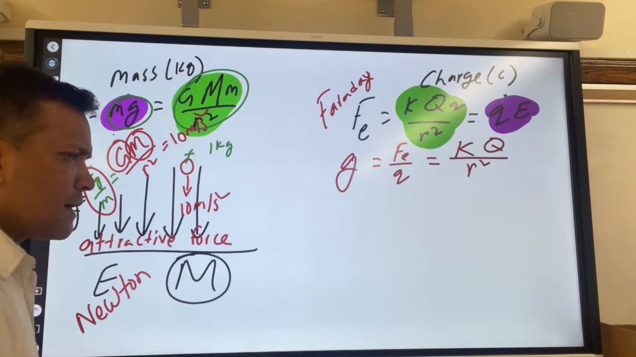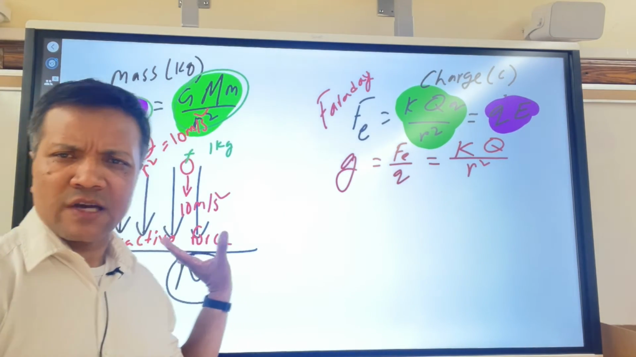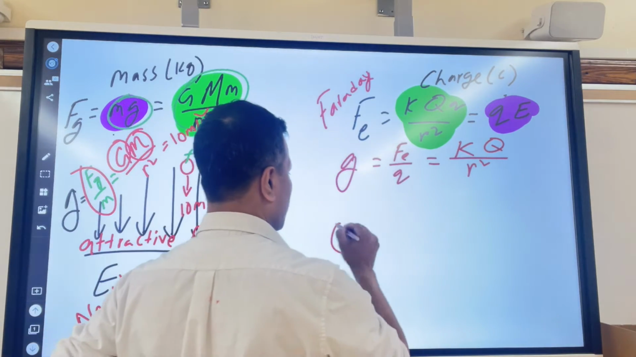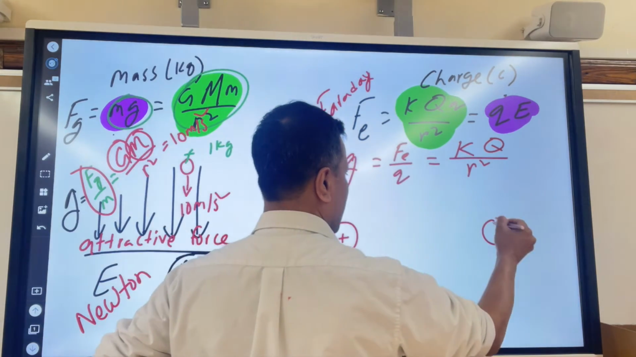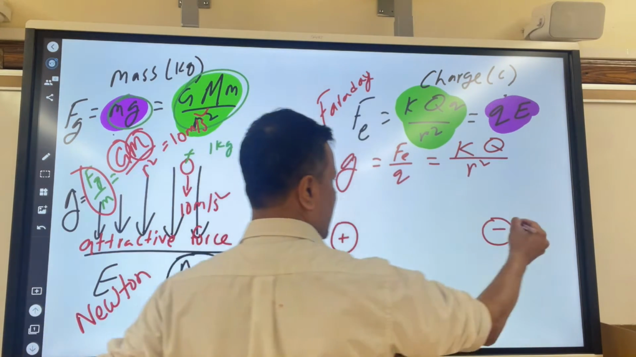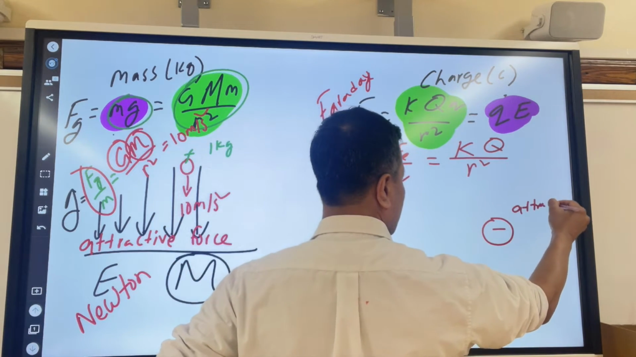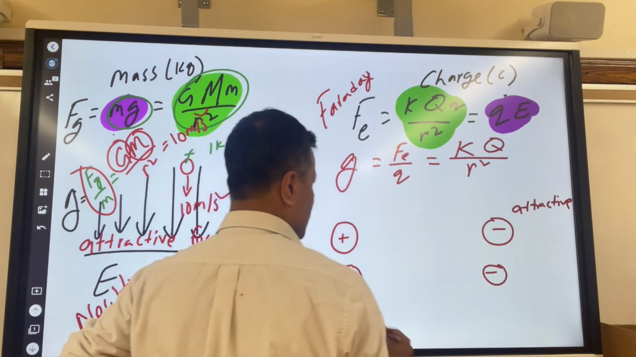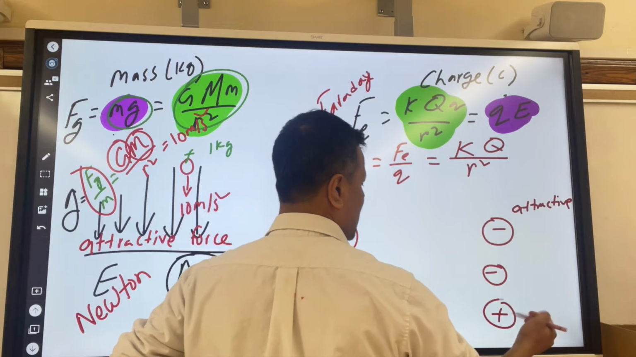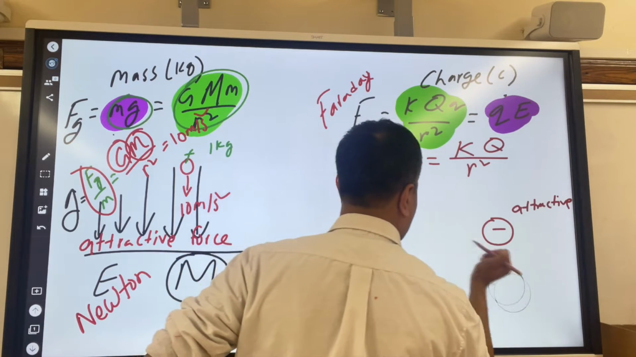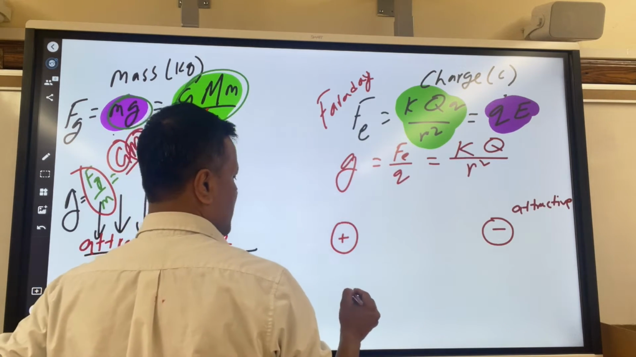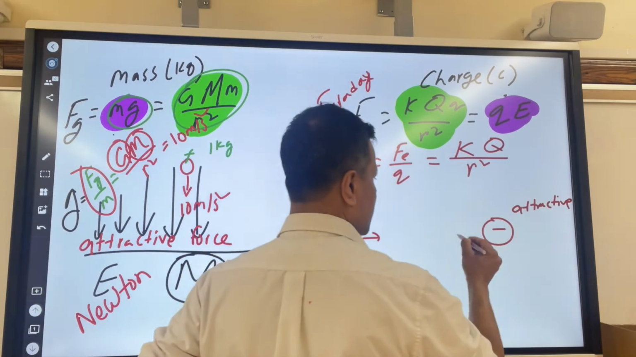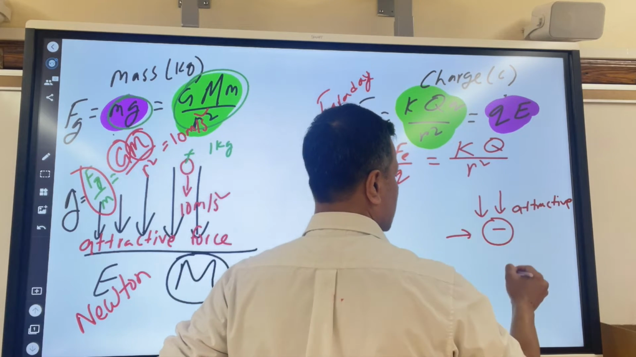Okay, now this is always attractive, right? But this one can be attractive and repulsive because we are talking about two types of charges, positive and negative. Positive and negative, they attract. Negative and negative are repulsive, because like charges, and positive and positive are also repulsive. Now let's consider only a positive charge. The field of a positive charge goes in the outward direction, and for a negative charge it goes in the inward direction, right?